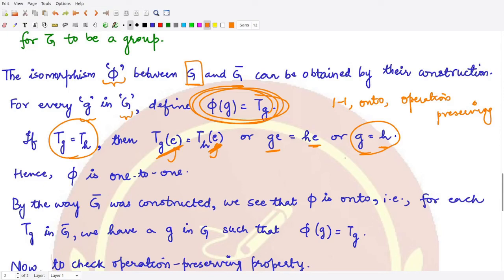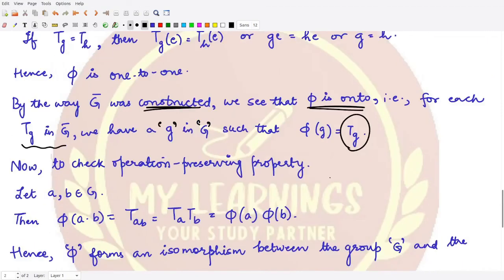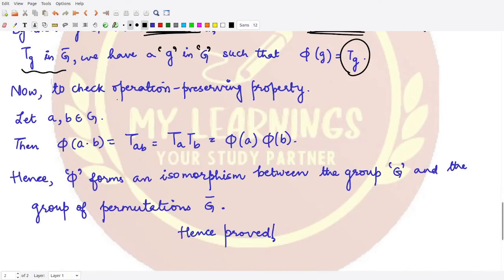Next, we wanted to see the onto property. For the onto property, it is very clear that for every TG we would surely have this G present in capital G. So therefore, by way of our construction, phi is onto. That means for each TG in G bar, we would have some G in the group capital G such that phi of this G is equal to TG. Right? So next we wanted to check the operation preserving property.